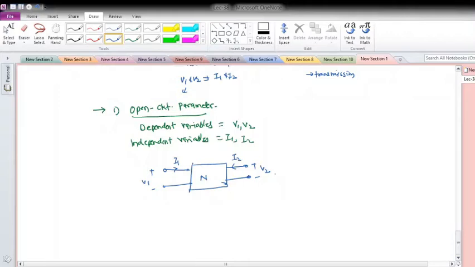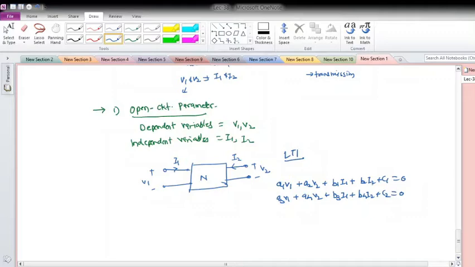If these are the cases, and the network has to be an LTI system only, with this we can write two generalized equations in linear combinations. That may be A1 V1 plus A2 V2 plus B1 I1 plus B2 I2 plus C1 equal to 0. Similarly A3 V1 plus A4 V2 plus B3 I1 plus B4 I2 plus C2 is equal to 0.